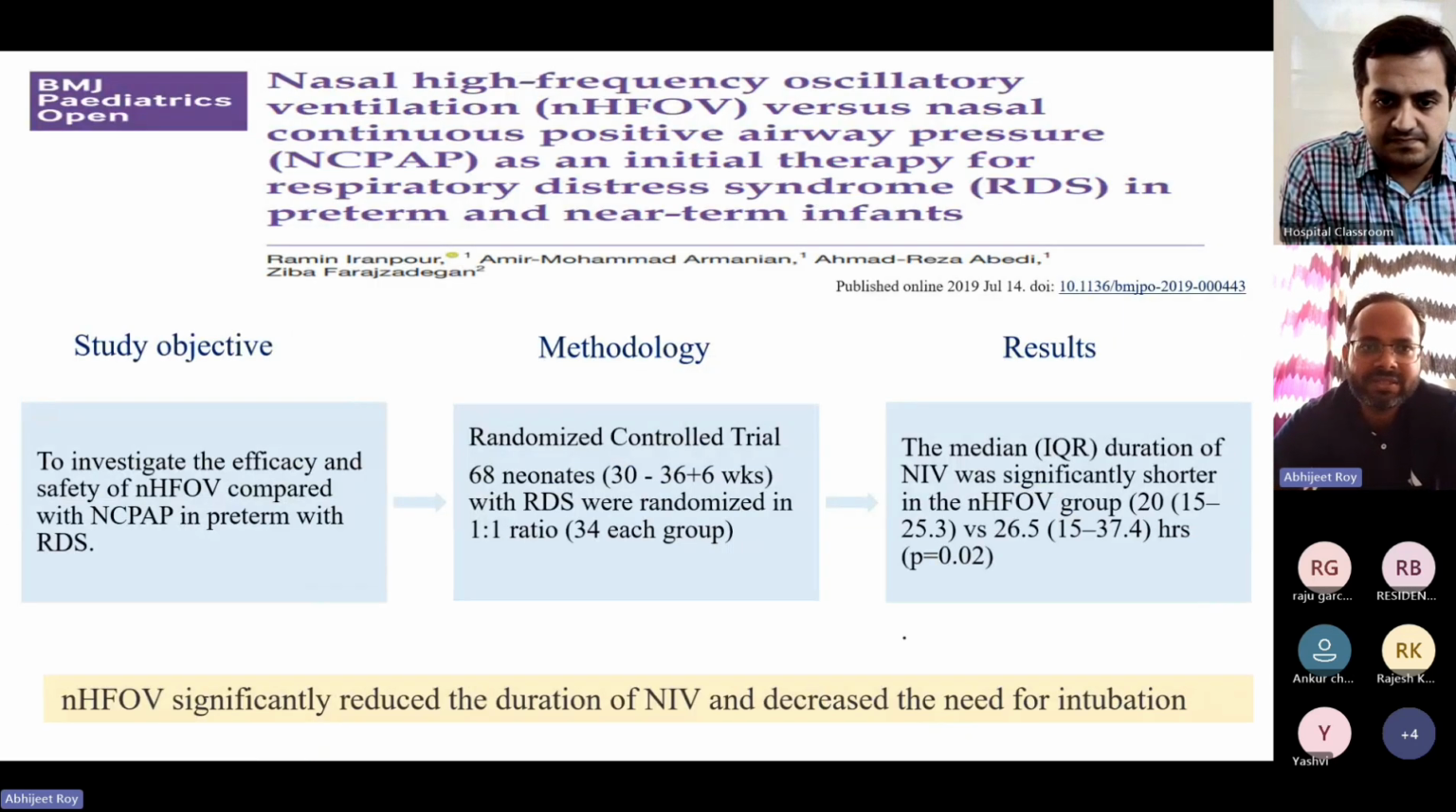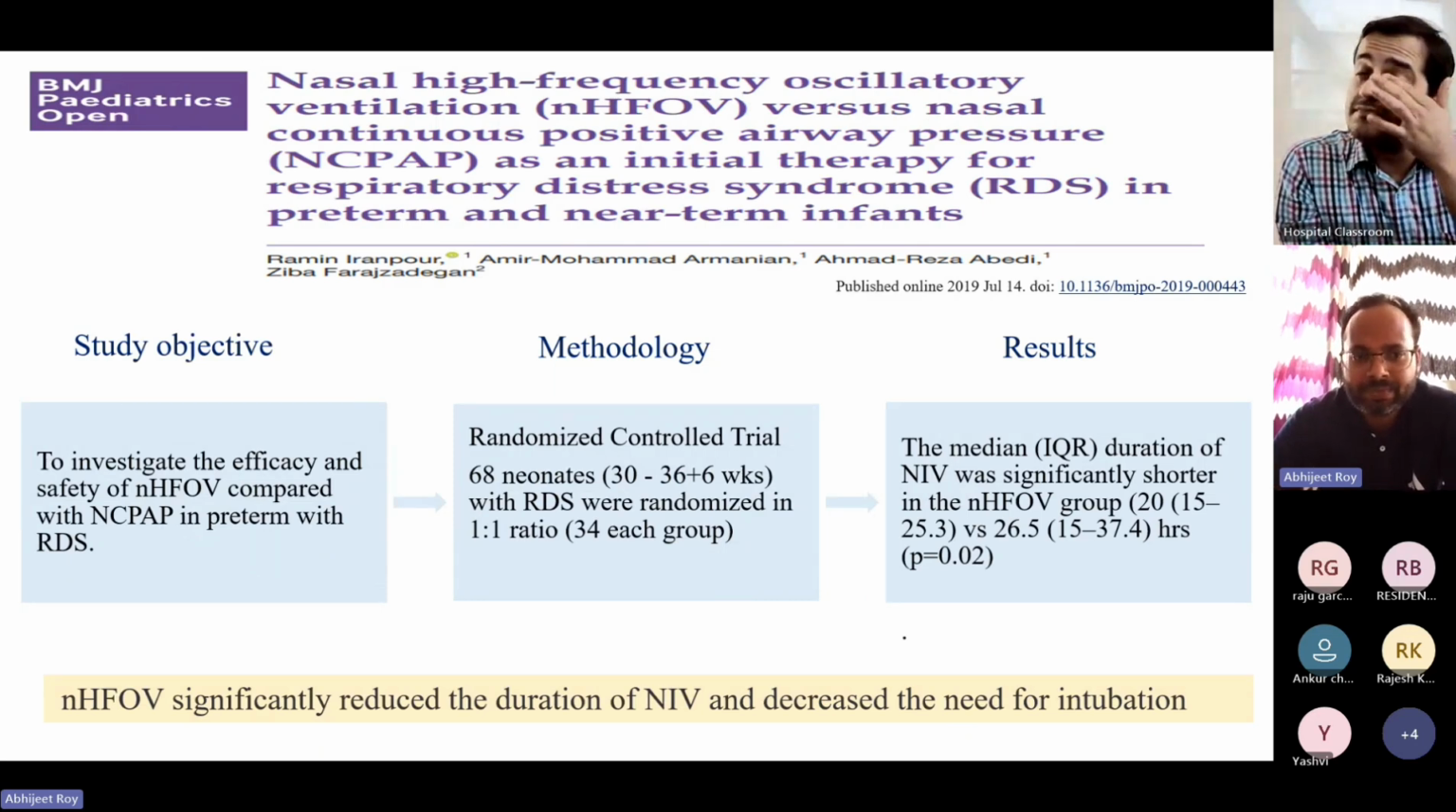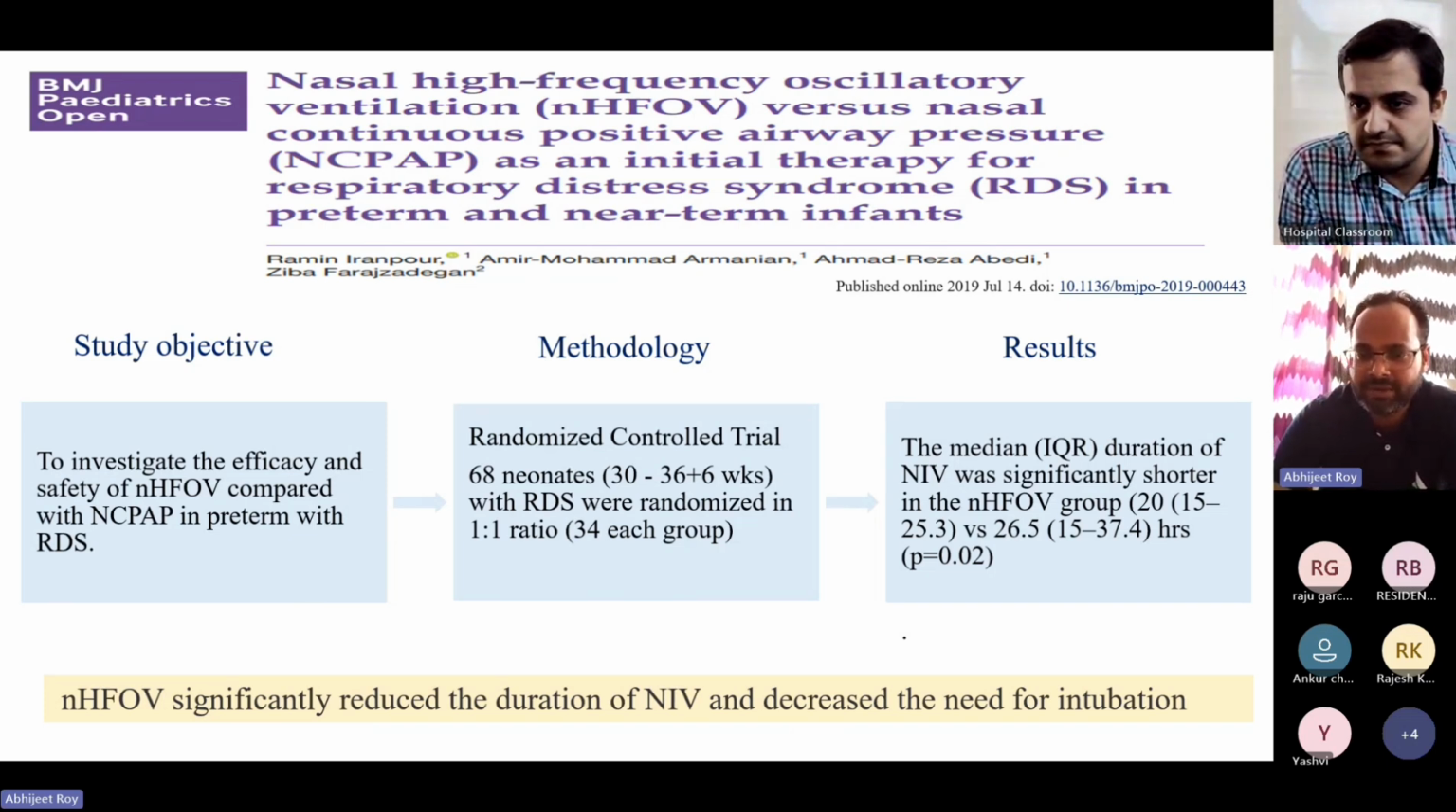So this was one of the studies where nasal HFO was studied. What they found in RDS babies is that nasal HFO significantly reduced the duration of non-invasive ventilation and decreased the need for intubation.